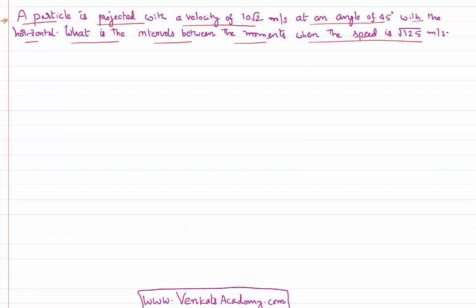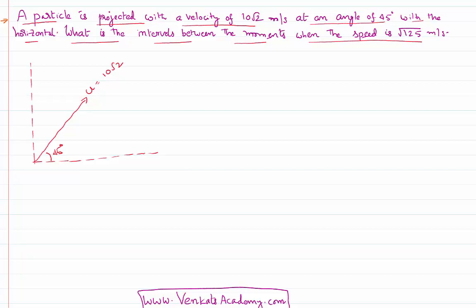The problem is said like this. There is a projectile. It is projected with an angle and with the initial velocity. Initial velocity u is given as 10 root 2 meter per second. Angle of projection is given as 45 degree.